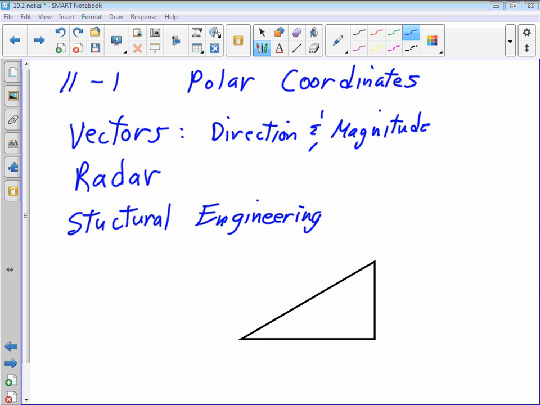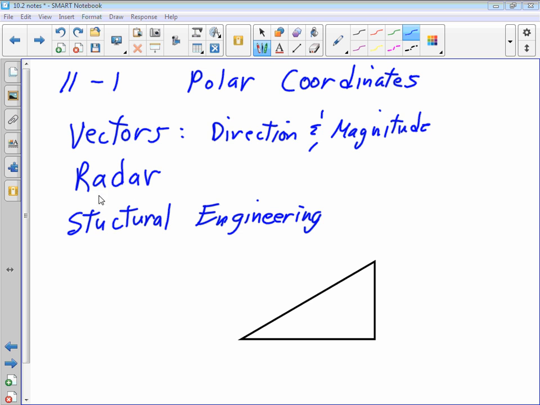Good afternoon, everyone. We are today looking at 11-1, polar coordinates. Now, you've dealt with polar coordinates in the past, but you just really didn't know about it. Anytime in science that you were dealing with vectors, they had direction and magnitude. That is, in essence, a polar coordinate.